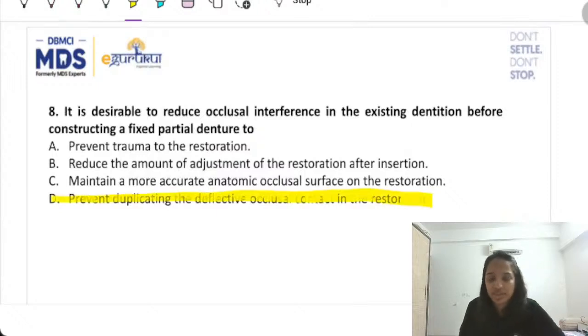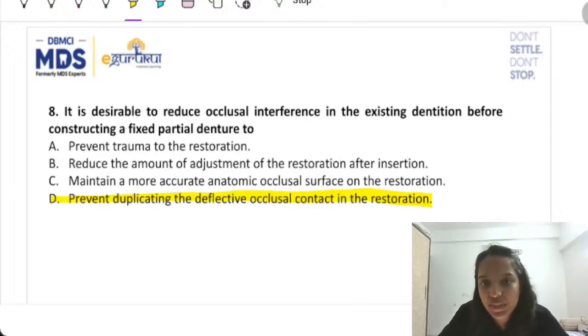So you should always correct it. Because if you don't do it, your restoration, new restoration that you created, that will also have a deflective occlusion in it, and that in turn will also require adjustment afterwards, which will be wrong. Right? We should always correct the existing occlusion of the patient if it has any problem. If you notice any wear, if you notice any wrong closing pattern, anything, whether it requires splint therapy, whether it requires additional crowns, whether it requires even extraction of teeth also, you need to correct the existing occlusion of the patient, then give any new restoration.